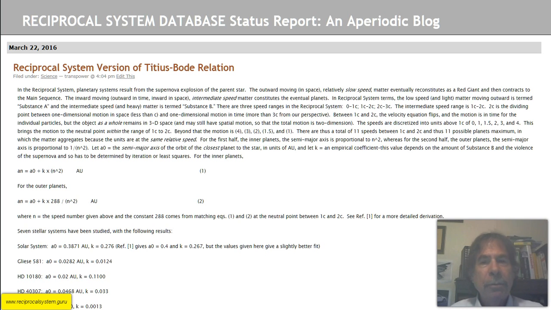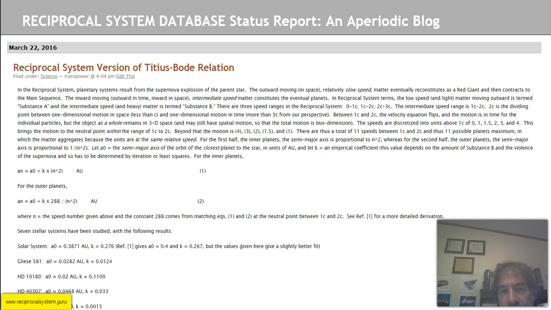Today, as with most of my weekly reciprocal systems screencasts, we're going to discuss the reciprocal system, this time its version of the Titius-Bode relation. So here we go. In the reciprocal system, planetary systems result from the supernova explosion of the parent star. The outward moving in space, relatively slow speed matter eventually reconstitutes as a red giant and then contracts to the main sequence. The inward moving, that is outward moving in time, inward in space, intermediate speed matter constitutes the eventual planets.